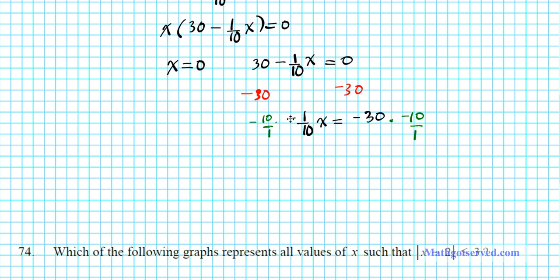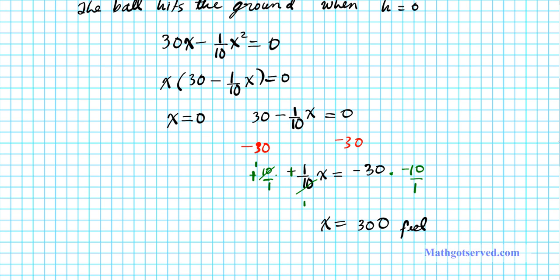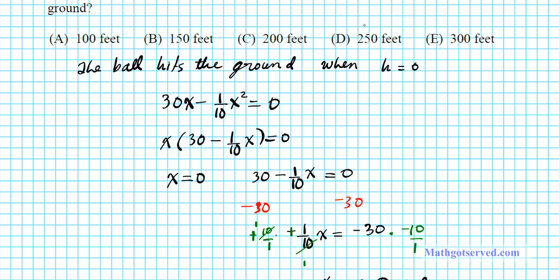Multiplying both sides by the reciprocal is the same thing as dividing both sides by the coefficient, which is negative 1 over 10. Okay? So the 10s will both divide into 1. Minus times a minus is plus, and then you have x equals negative 30 times negative 10. Remember, minus times minus is positive. 30 times 10 is 300 feet. So this is how far the ball was from the golfer when it hit the ground. Okay, so our answer is option letter E.